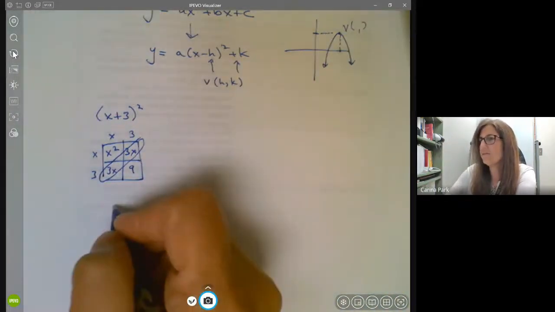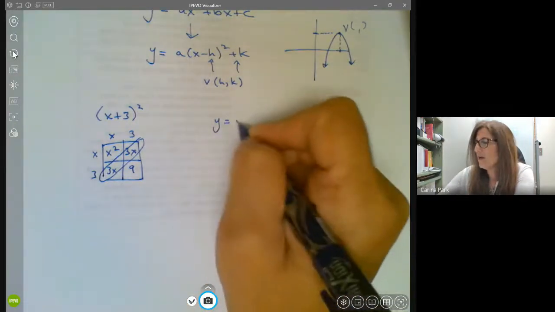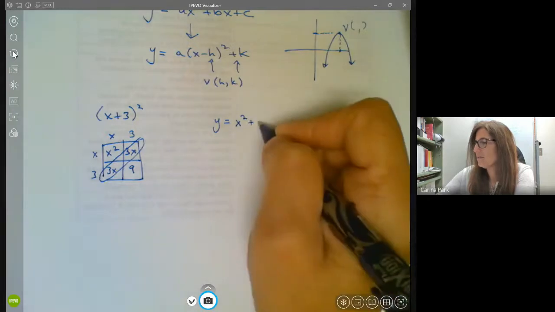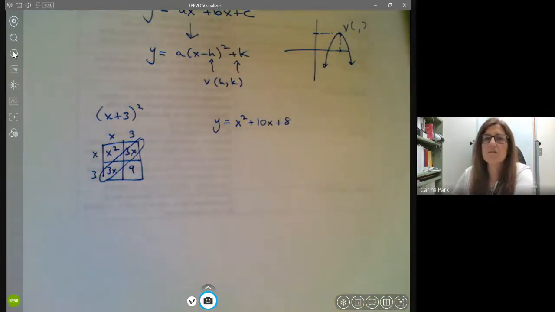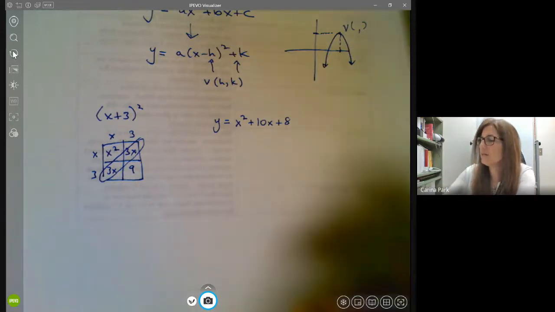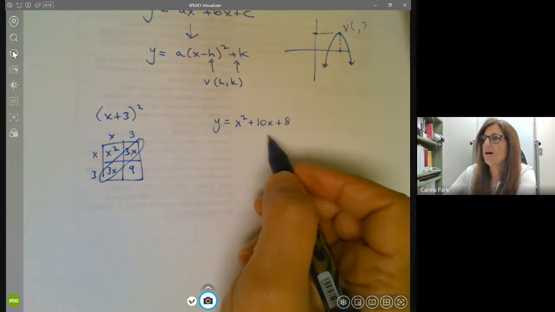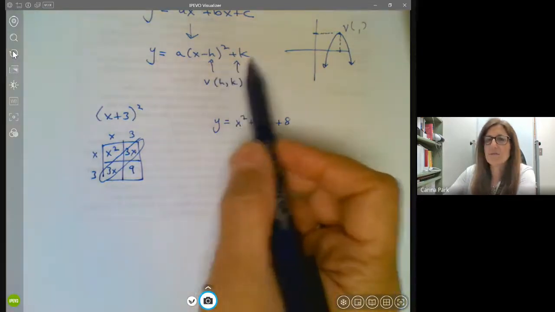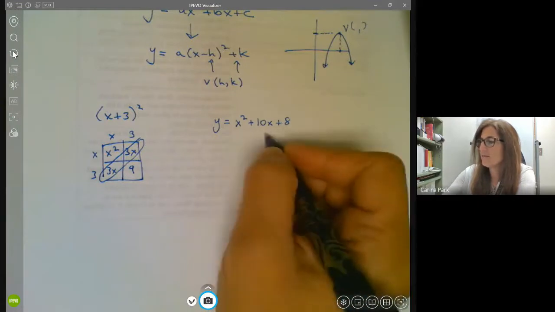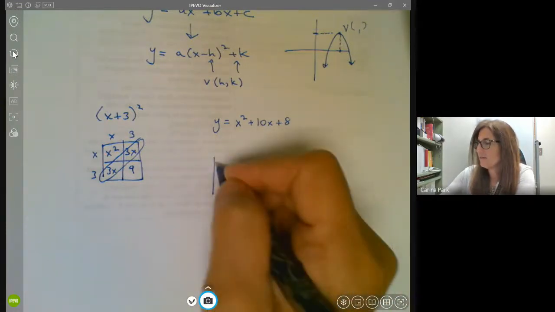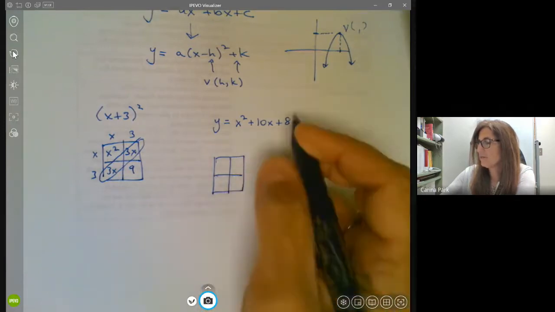All right, so let's say, for example, I have y = x² + 10x + 8. Okay, and I want to convert this into vertex form. Right now, it's not, right? But I'm going to need some kind of binomial squared, and then there'll be stuff left over. All right, so let's start with the x² + 10x, and let me see if I can factor that.